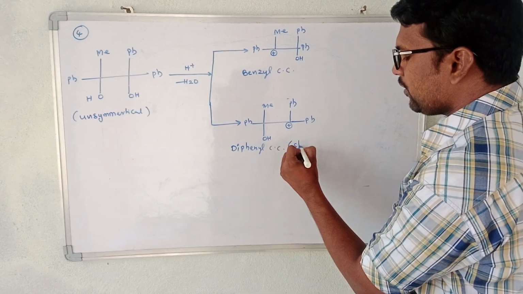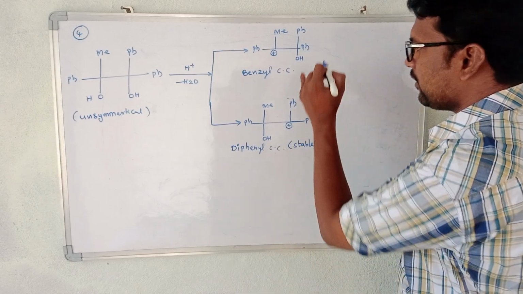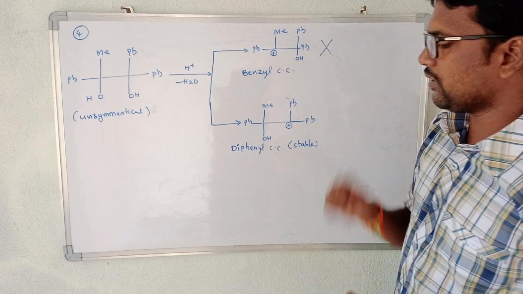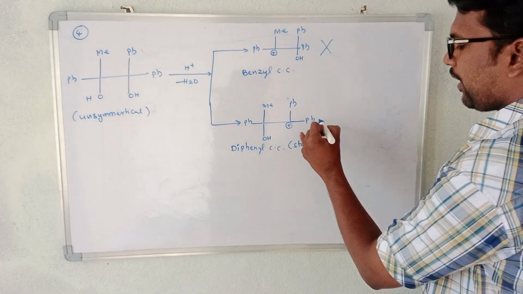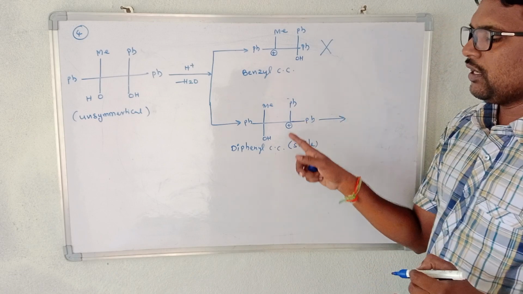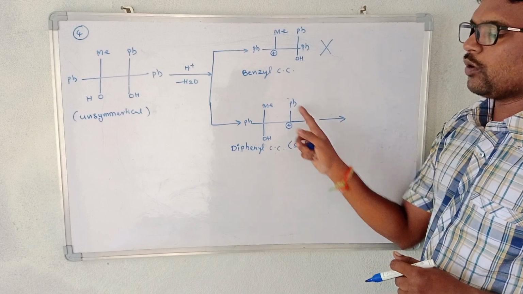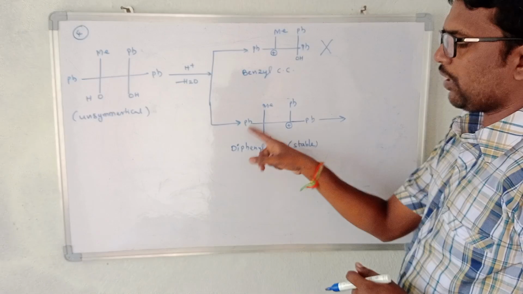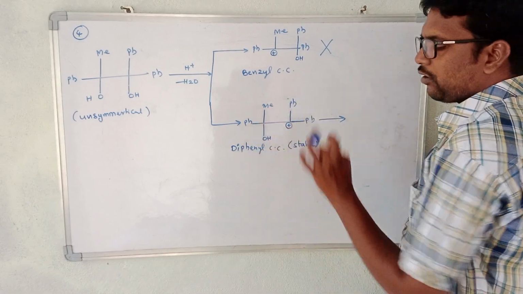When you compare these two, the diphenyl carbocation is stable. So here which is stable? The diphenyl carbocation is stable. That's why the reaction takes place here. That means which group is now migrated? Both are Ph groups. Here a phenyl group and a methyl group are present.